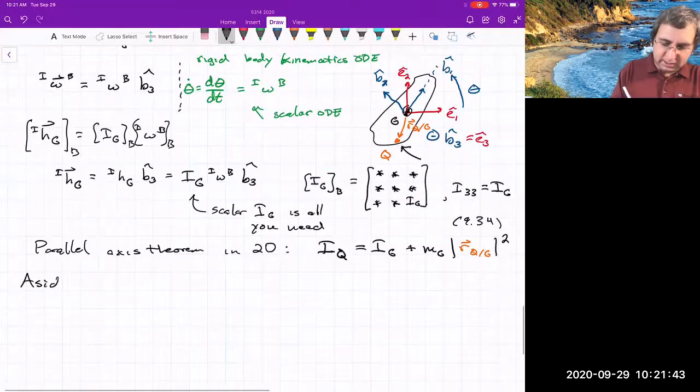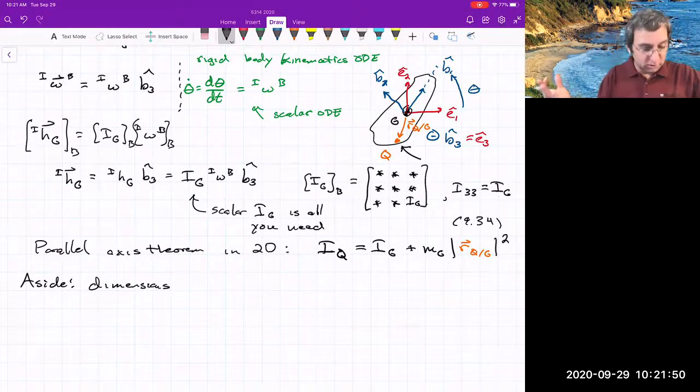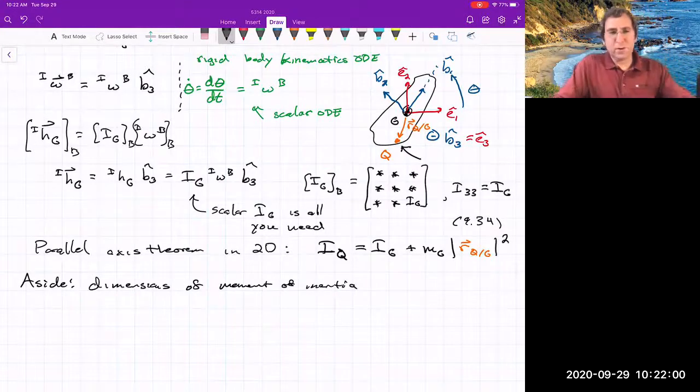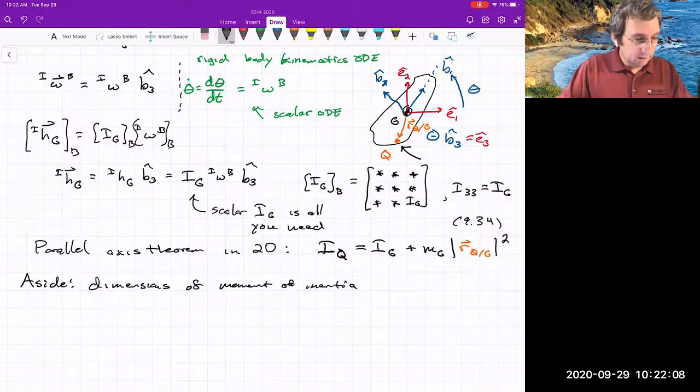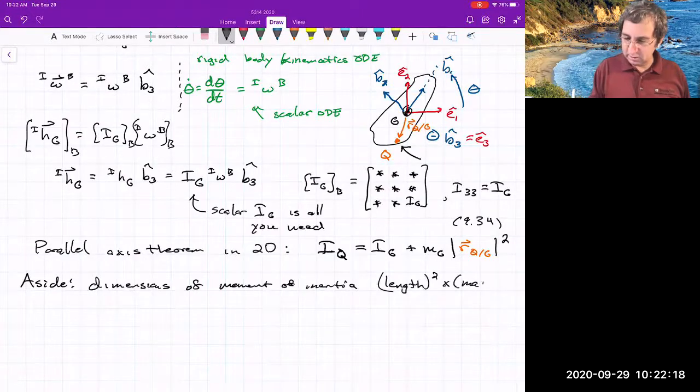This is kind of an aside, but maybe not really. You need to think about what the dimensions are. What are the units of moment of inertia? Remember, the moment of inertia plays the role of mass, but for rotational dynamics. So what are the dimensions of mass? Well, it's mass, a fundamental dimension. The dimensions of moment of inertia are length squared times mass.